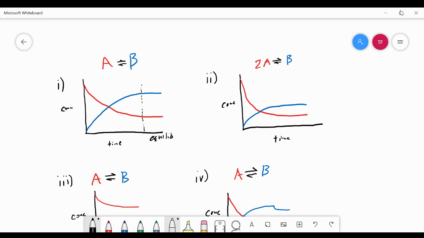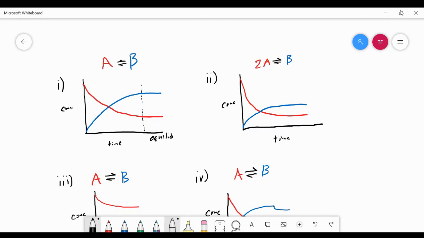So let's go ahead and take a look at number 2 here. In number 2, we have 2A becoming B. It's an equilibrium reaction, so that means A is becoming B, B is also becoming A. If you'll notice, the slope of A is much more dramatic than the slope of B, and that's because it's a 2-to-1 ratio. So the slope of A is going to be twice the steepness of B at any given point. They're inverses, one has positive slope and one has negative slope because one's disappearing and one's appearing.